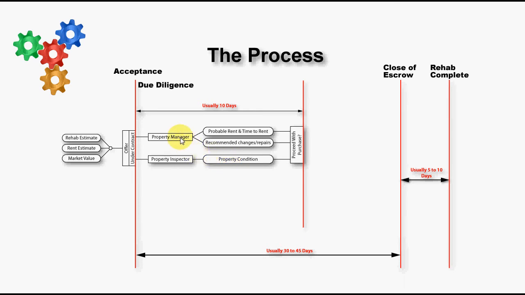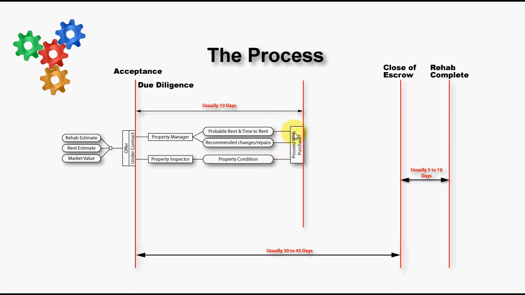The property manager that you're going to be working with will also visit the property. Independently, he's going to give you probable time to rent and probable rent. He's also going to make a recommended changes and repairs list, and these are going to be different than the property inspector's. For example, if the interior of the house is painted pink, the property inspector doesn't care as long as there's not a problem with the walls that are painted. The property manager is going to tell you that the house won't rent in those colors. So you're going to get these sets of data.